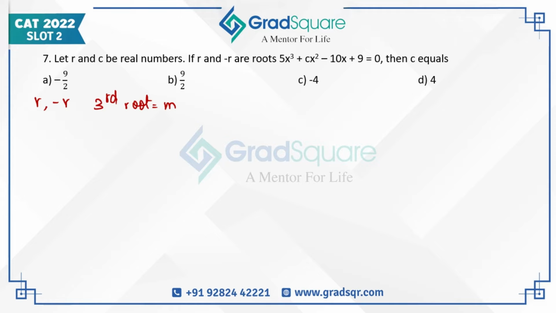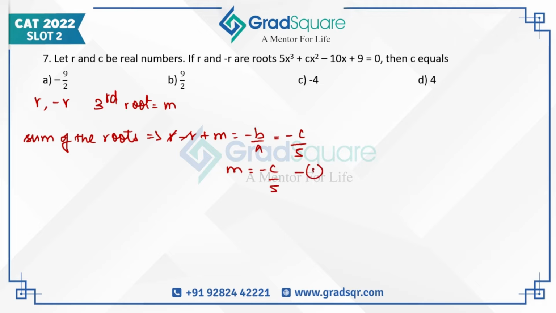And I can say the sum of the roots, that is r minus r plus m, should be equal to minus b by a, which is nothing but minus c by 5. R and minus r get cancelled, so m will be equal to minus c by 5. That's my first equation. Now next is the sum of the product of the roots in pairs.